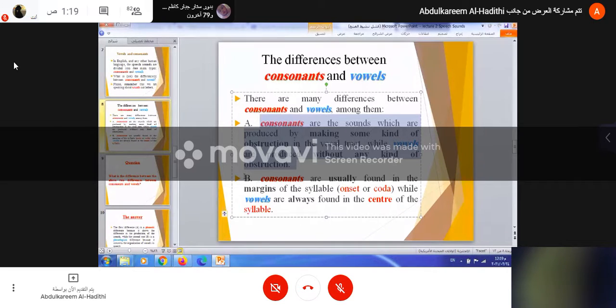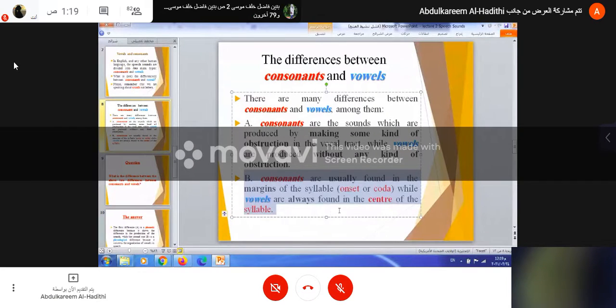The other difference is that in the syllable of English, the vowel is found in the center and the consonant is in the onset or in the coda of the syllable.